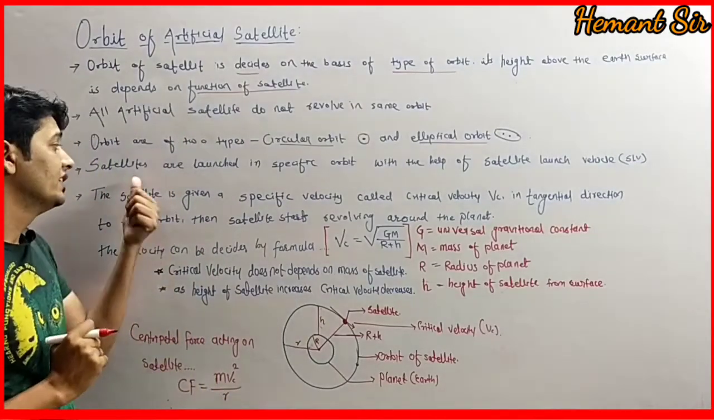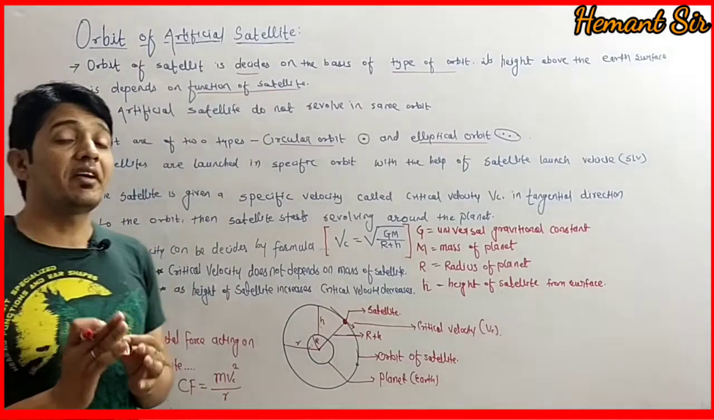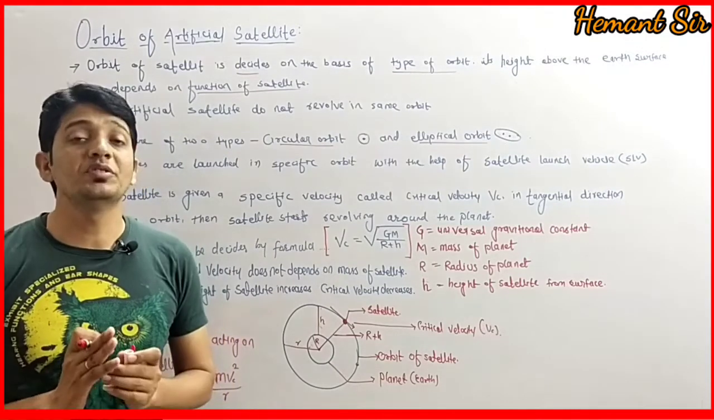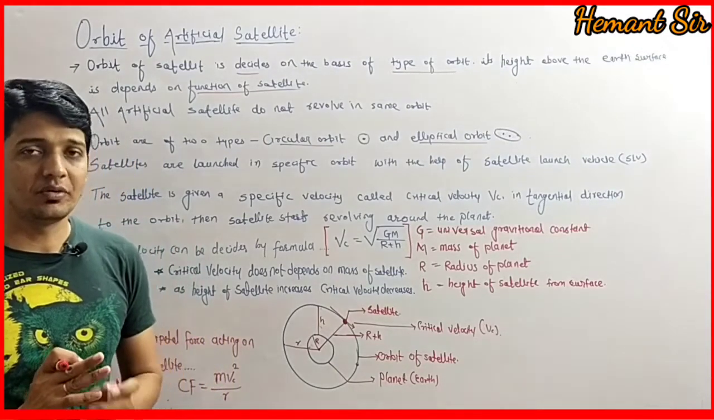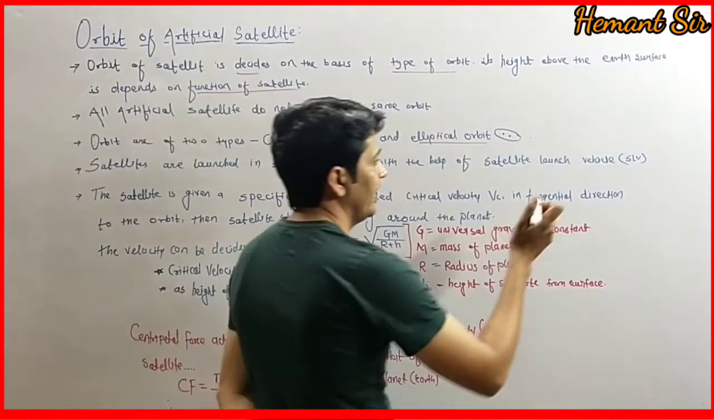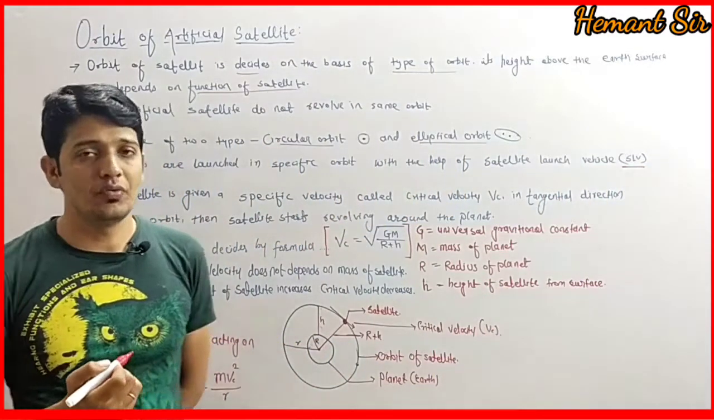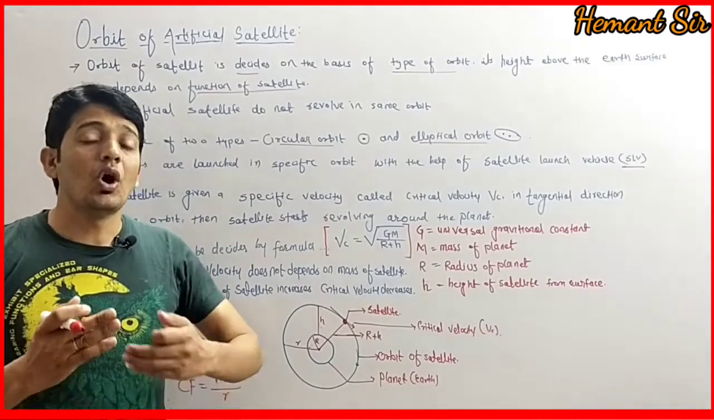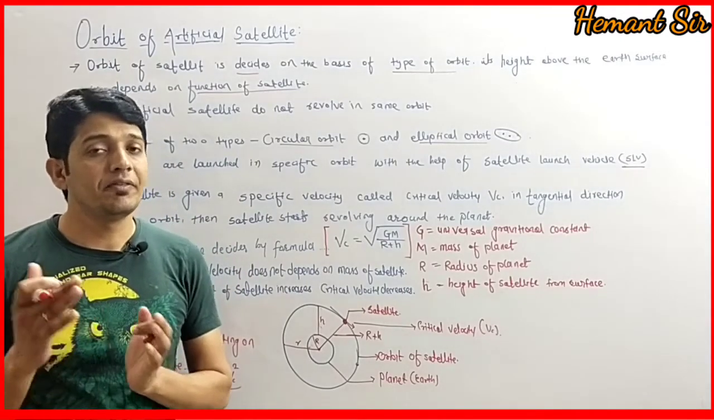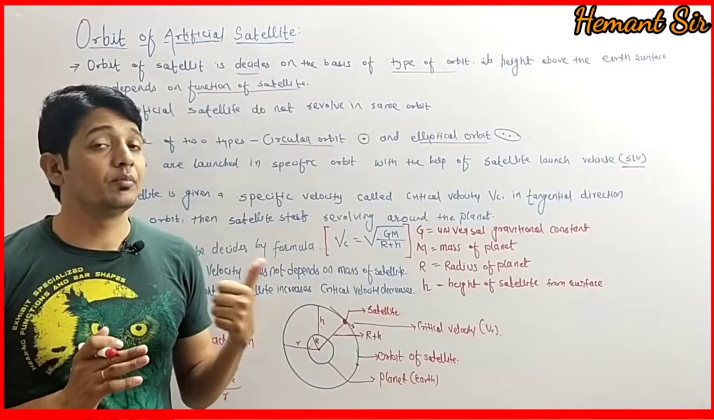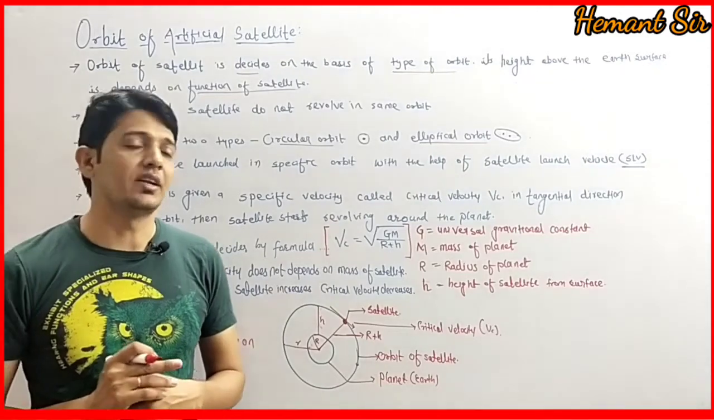Next, satellites are launched in a specific orbit with the help of a satellite launch vehicle. Again, we call it SLV. SLV is the satellite launch vehicle. So all the artificial satellites are fixed in a particular orbit with the help of the satellite launch vehicle.